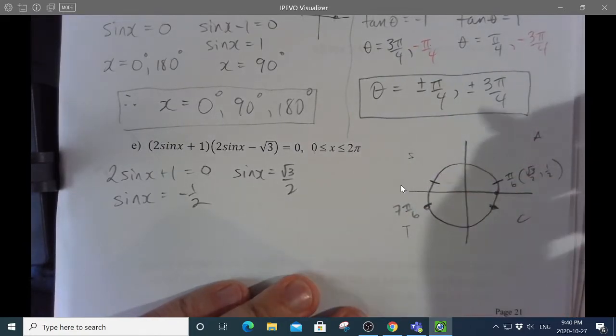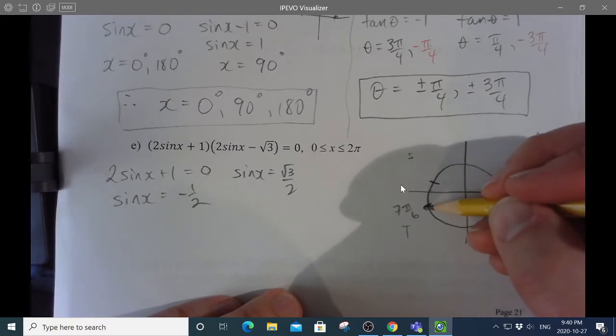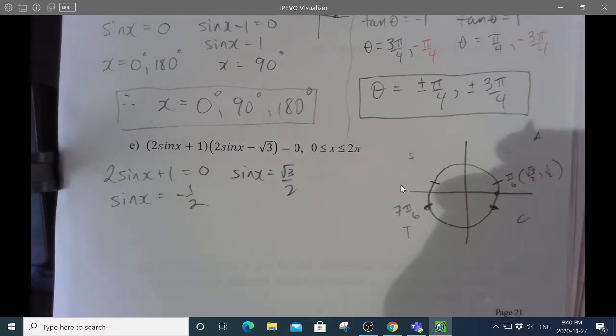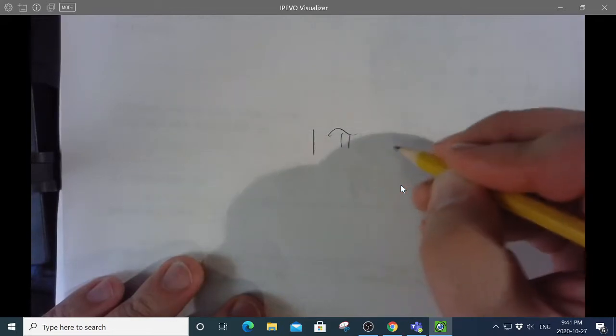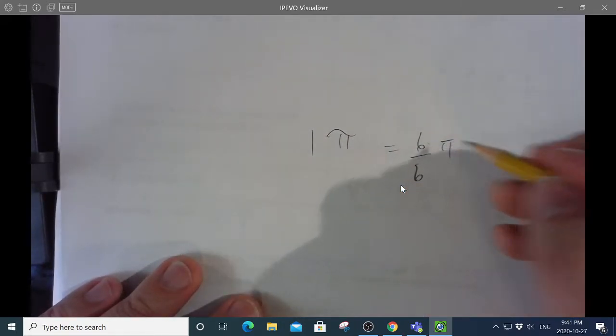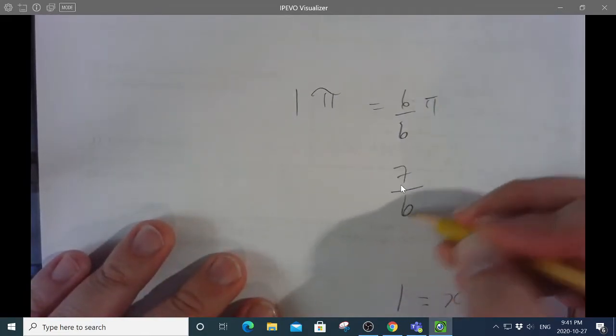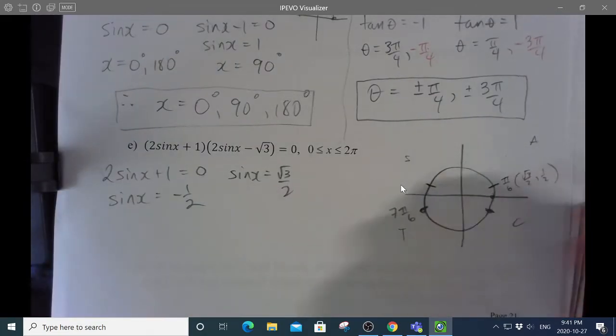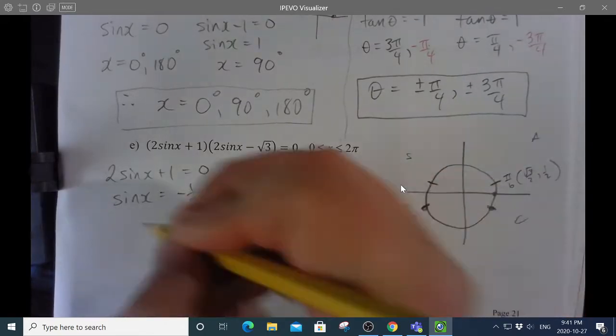And if you're wondering how I did that so fast, I'm just going 1/6 past 1. And remember that 1 pi is equal to 6 over 6 pi. So add another sixth to that, and you get 7/6 of pi. So that's how I got that number. So there's my first answer.